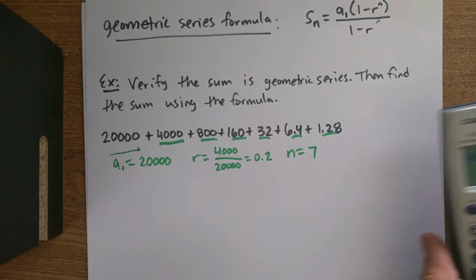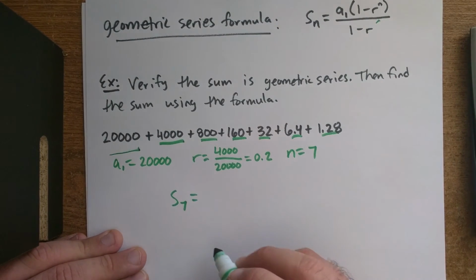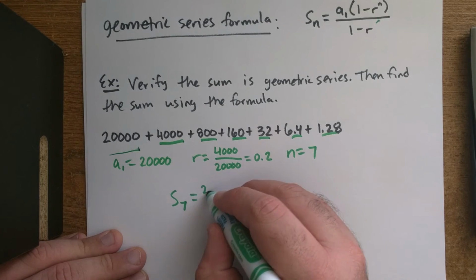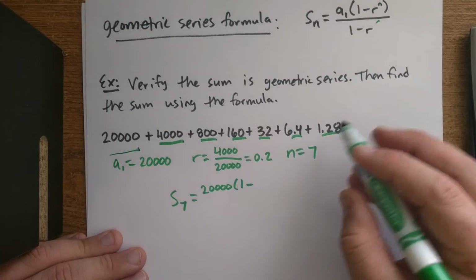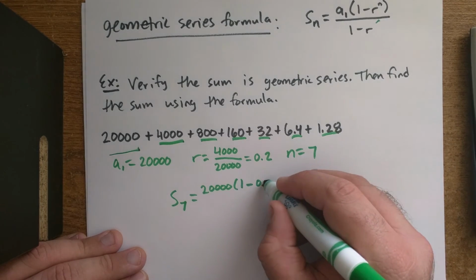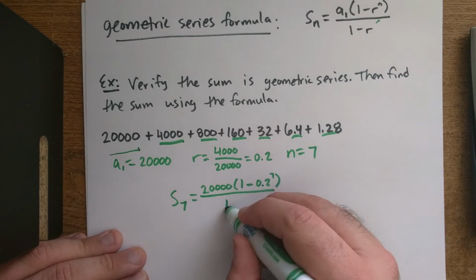Alright, so now it's just a matter of plugging into the formula. So S sub 7 equals 20,000. That's your a sub 1. Parentheses 1 minus r to the n. So that's going to be 0.2 to the power of 7. All over 1 minus r.